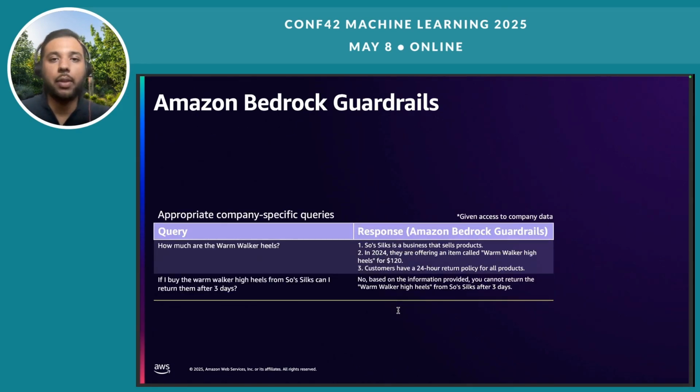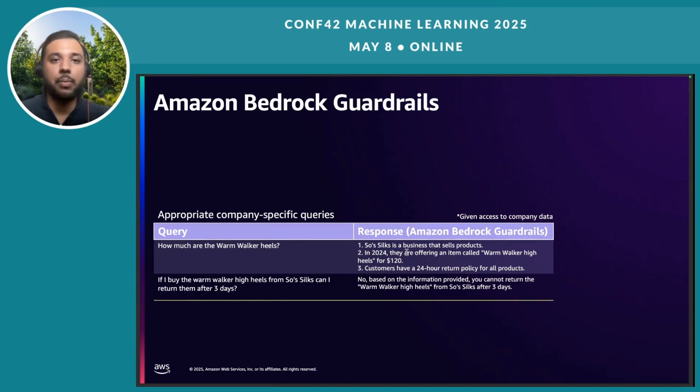Right, and coming back to our scenario, let's say the customers ask company specific queries, right? For example, how much are the warm worker heels cost, right? So you want the LLM to respond to actual business questions. There can sometimes be false positives. So that's why testing is really important, right? Because whenever someone asks a genuine question related to your business, you want your AI assistant or chatbot to properly answer. Otherwise, it's going to affect your brand reputation and everything.